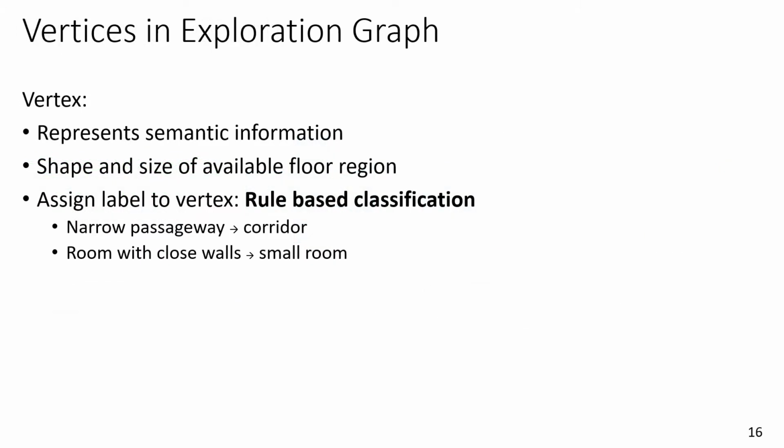As shown earlier, vertices represent the semantic information of the region they are in. We calculate this information based on the shape and size of the available floor region. We assign labels using rule-based classification. For example, a narrow passageway can be labeled a corridor and a room with close-by walls can be labeled a small room.